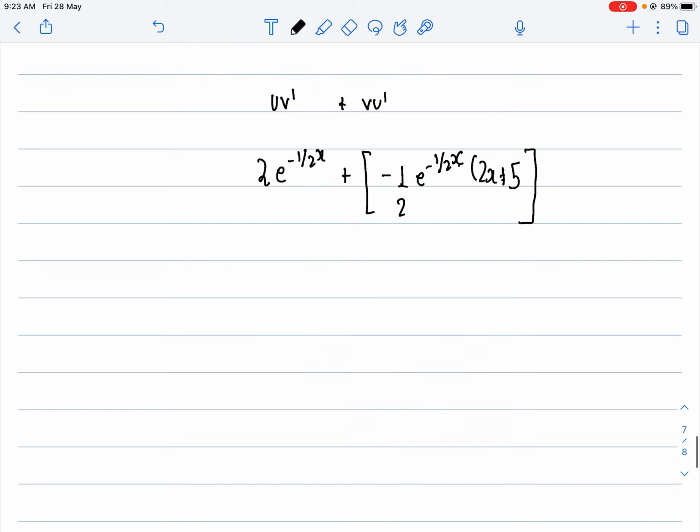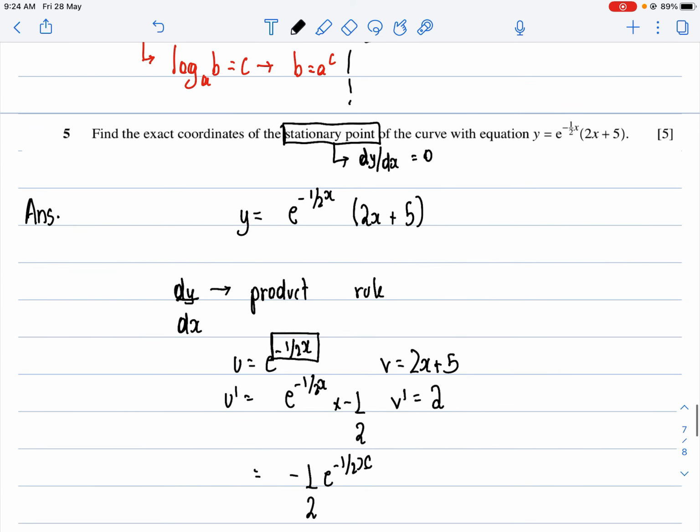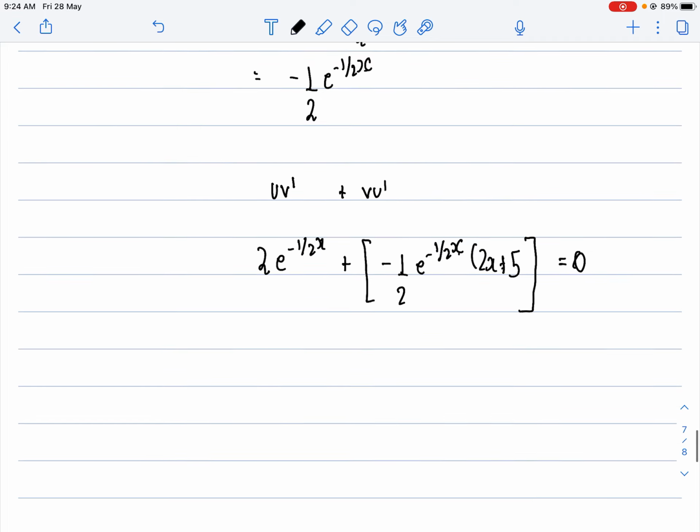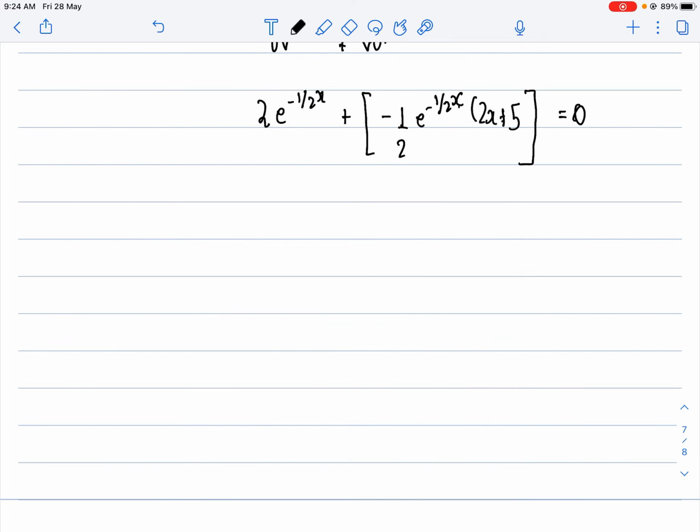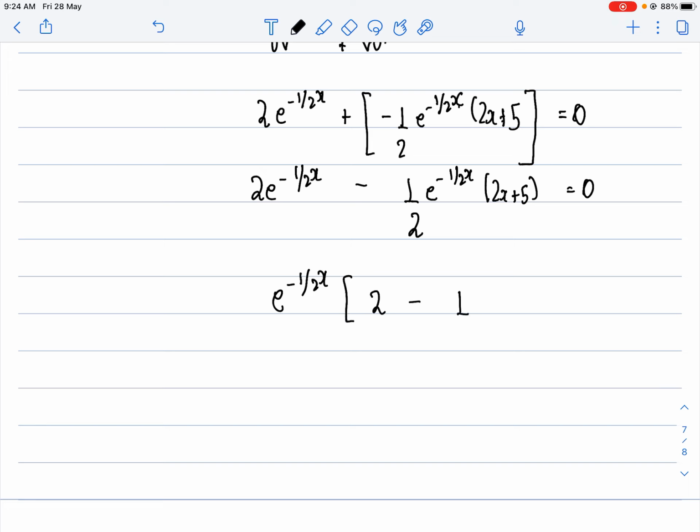I know this is equal to 0 because I told you in a stationary point the dy by dx is always equal to 0, correct? So now I can write this as 2 e raised to minus half x minus half e raised to minus half x into 2x plus 5, which is equal to 0. Now I can take e raised to minus half x common, which can be written as 2 minus half into 2x plus 5, which I know is equal to 0.